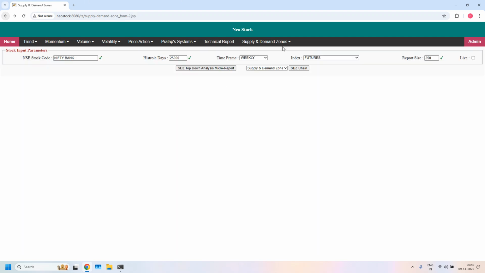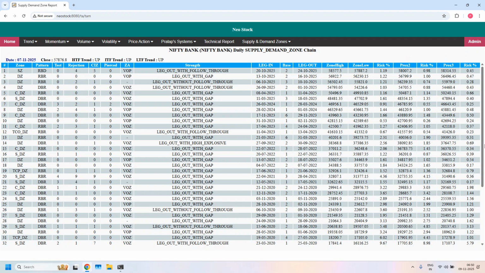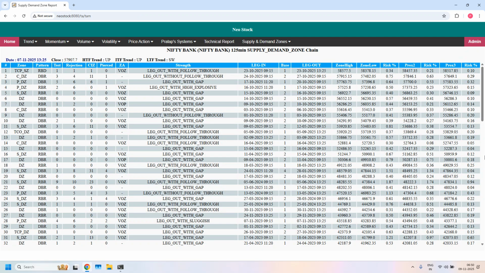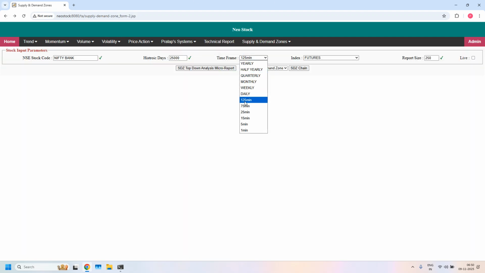Next, generating a daily supply demand zone chain for BANKNIFTY. Next, generating 125 minutes supply demand zone chain for BANKNIFTY. Next, generating 75 minutes supply demand zone chain for BANKNIFTY.